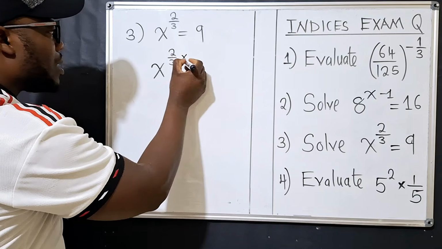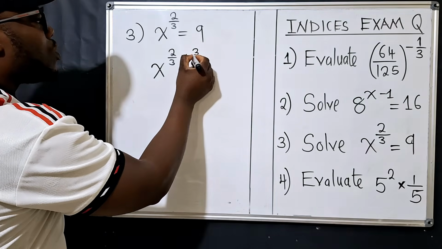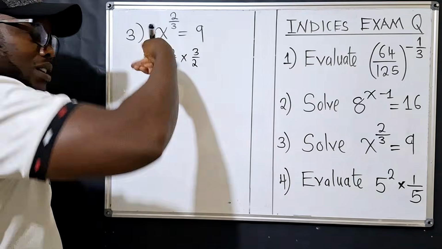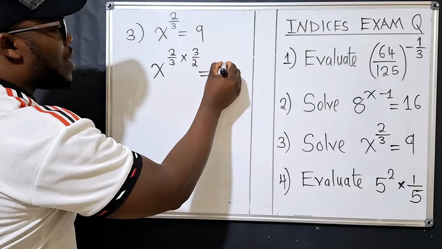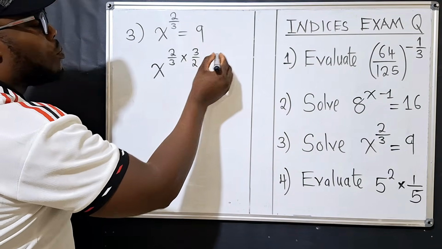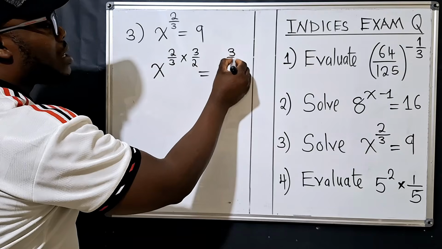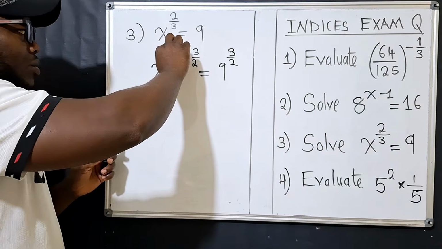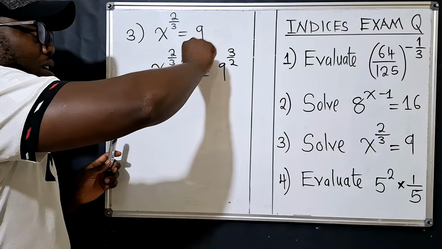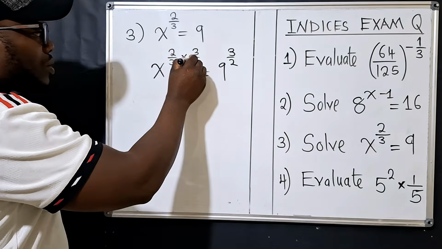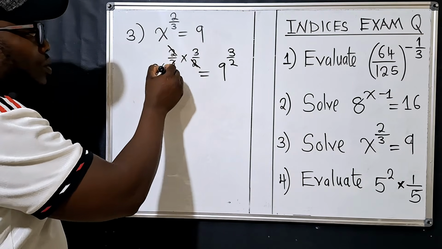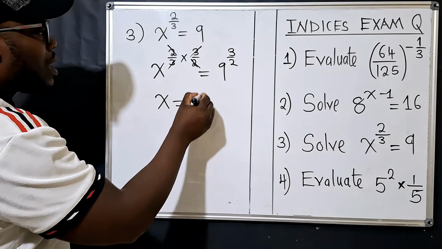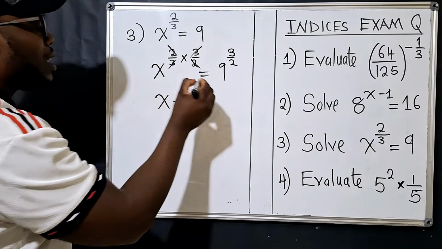Say times this power, now we switch. You see the way it is? I've just gotten this and then switched it. You say equal to 9. So this new power must be put right here so that we don't distort the equation. I've just gotten this, switched it, put it here and here. If you're able to see, the 2 and the 2 cancel, 3 and the 3 will cancel, we shall remain with x is equal to 9 power 3 over 2.